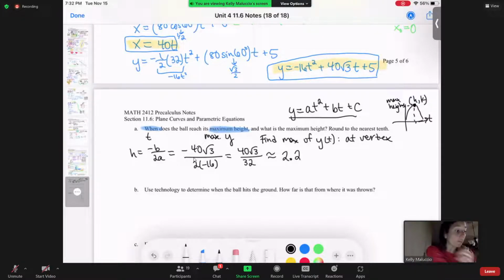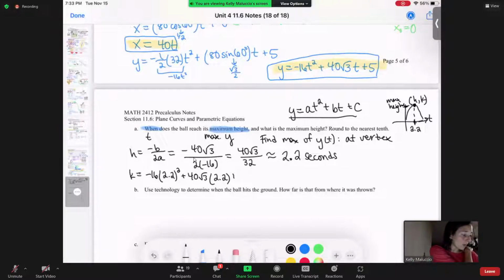The actual height will have, this is t. We'll have to plug that into the y equation to get our height, if that makes sense. So 2.2, this is 2.2 seconds, because we just solved for this 2.2. And now we want to know k. Now to get k, this is the actual y value, right? So this would be negative 16 times 2.2 squared plus 40 root 3 times 2.2 plus 5.